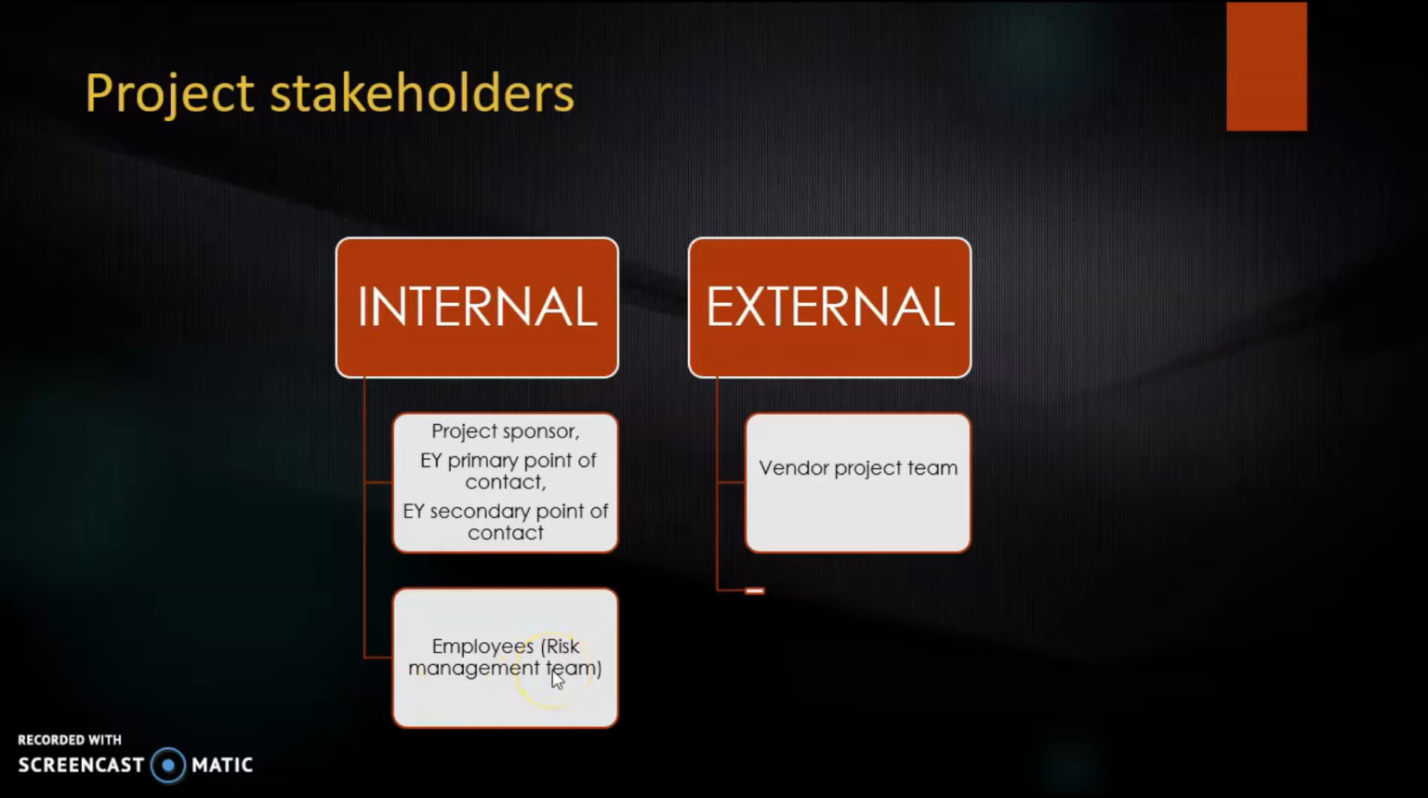The internal stakeholders include the project sponsor, the one who sponsors the project or the one who provides funds for the working of the project. Then the EY primary point of contact and the EY secondary point of contact. The EY primary point of contact team is the team we contact primarily for everything during the work of the project.